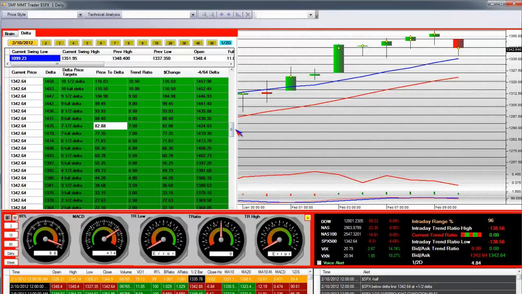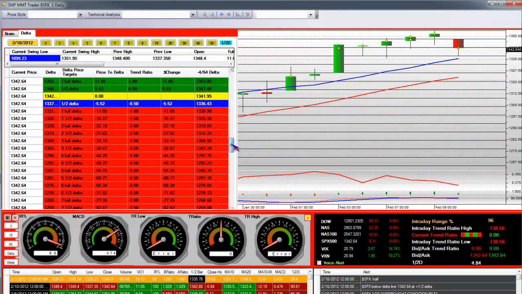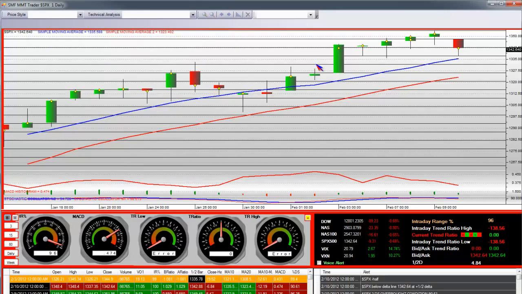However, when we look at where the pullback should be, we would look to see if we could pull back 3.5 deltas negative, which would be $38, from now to there. At 1303, that's going to put this right back down here where the base of the bull started. How far it would go, it took out resistance.